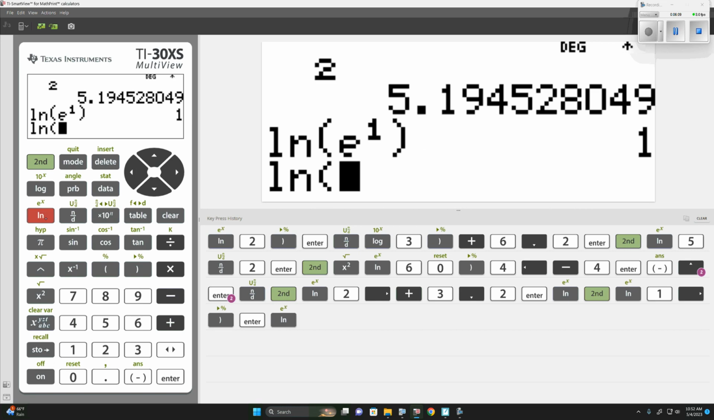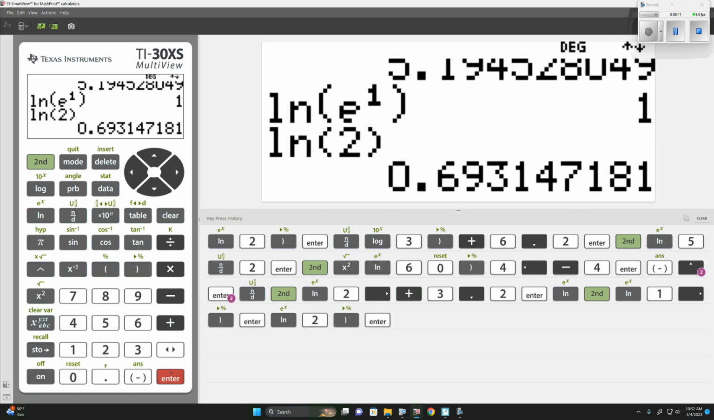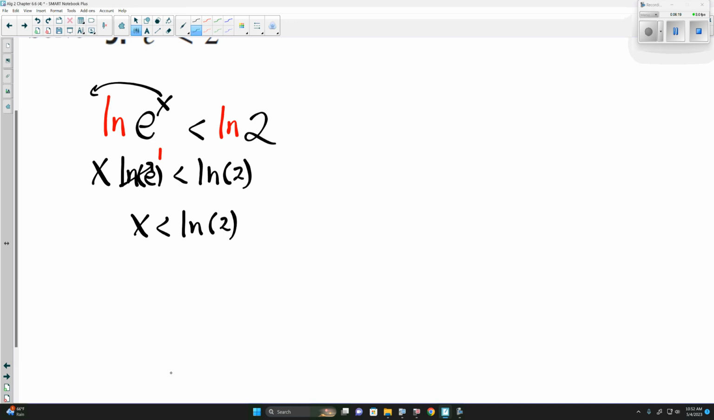Now at this point, we can take ln of 2. So x is less than 0.693.